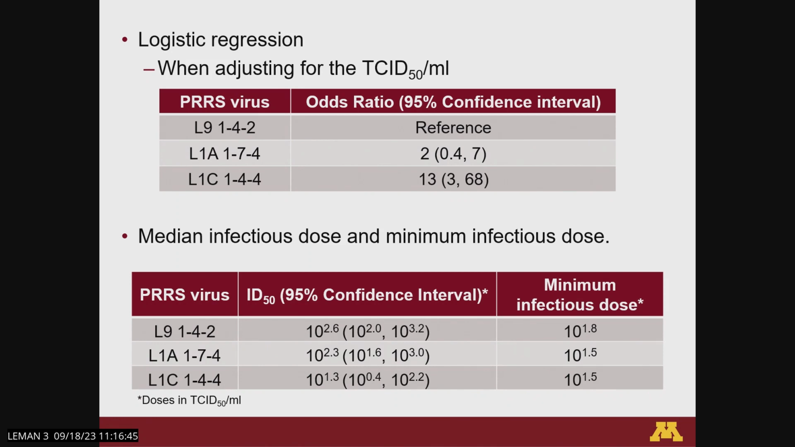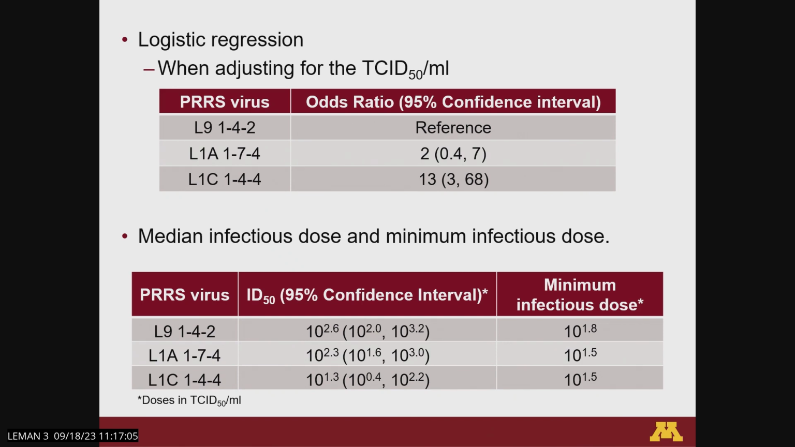We can see again that for the 142 and 174 here on top, the ID50 is pretty similar, 10 to the 2.6 and 10 to the 2.3. Again, expected. This has been described by other researchers. And let's check the 144.